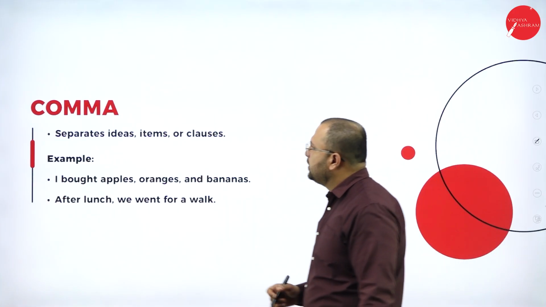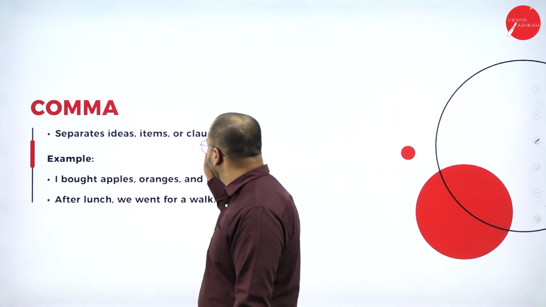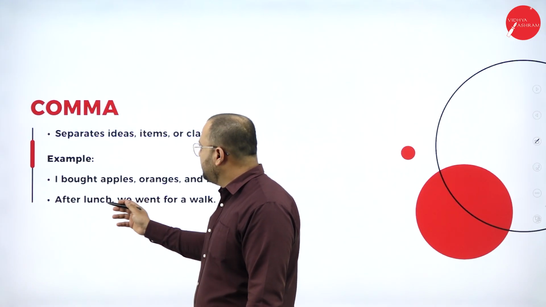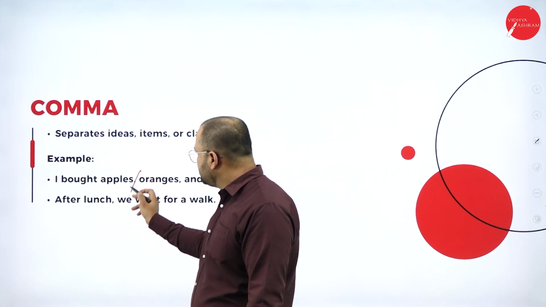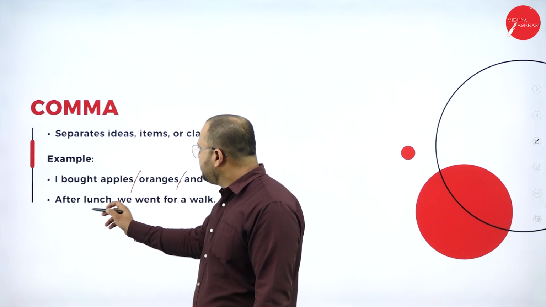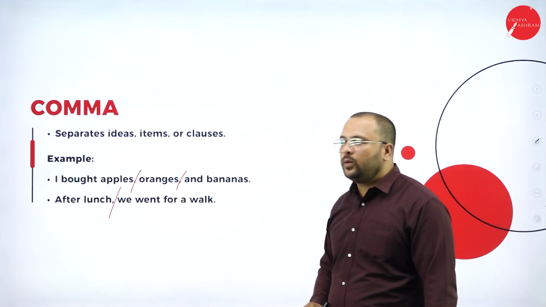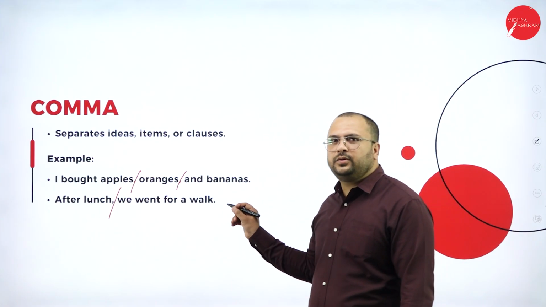Then a comma. Comma, why do we use comma? To separate ideas, to separate items, to separate clauses. Examples, I brought apples, comma, separate words, oranges and bananas. After lunch, so separating ideas, we went for a walk. So there you use a comma.